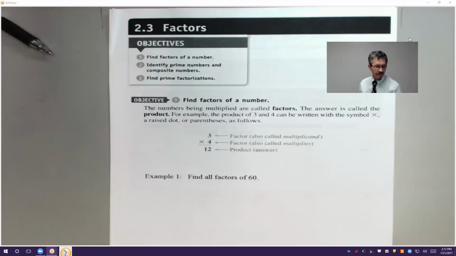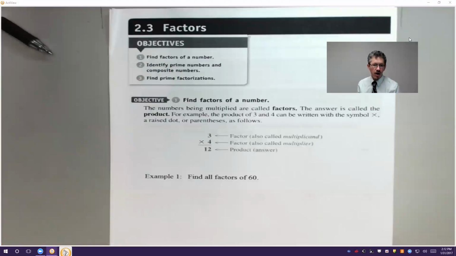First objective, find factors of a number. When it doesn't say prime factors, we're looking for all factors. So we need to understand what factors are. The numbers that are being multiplied in a multiplication problem are called factors. The answer is called the product.